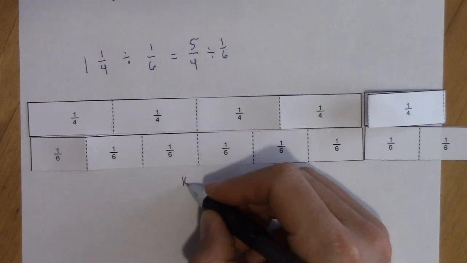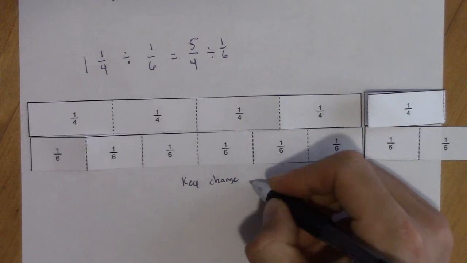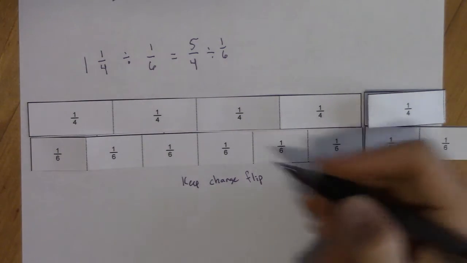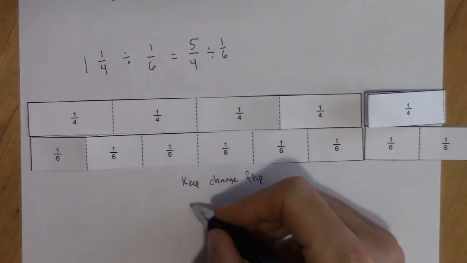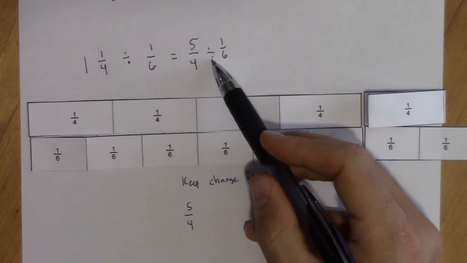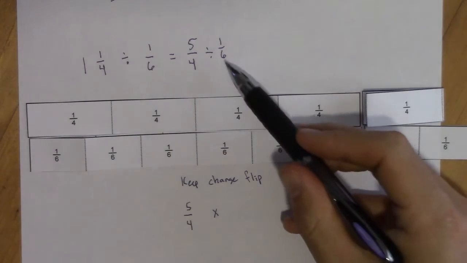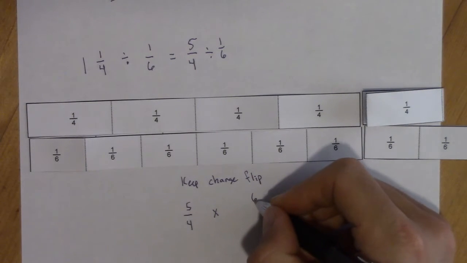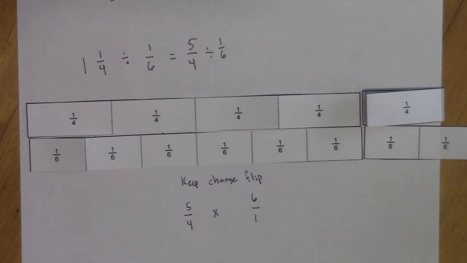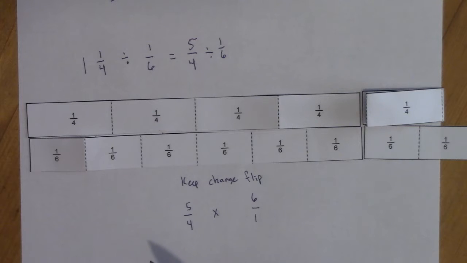And that pattern is this: keep, change, flip. So here's what I'm going to do. I'm going to keep my first fraction, 5 over 4. I'm going to change division to multiplication. And then I'm going to flip my second fraction, 6 over 1. And it turns out that if you do this, you will be able to figure out your final answer in terms of how many of those 1/6 would have made up that initial line.